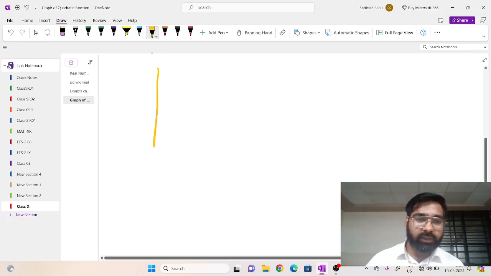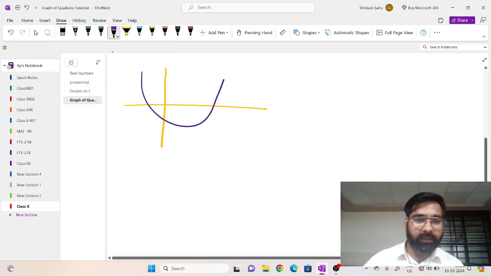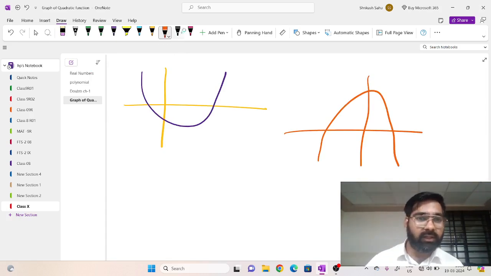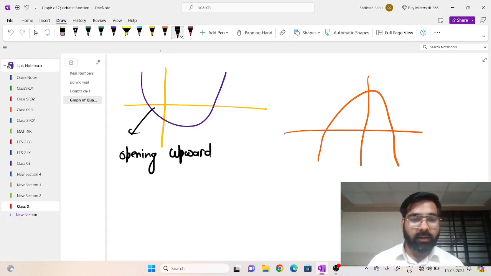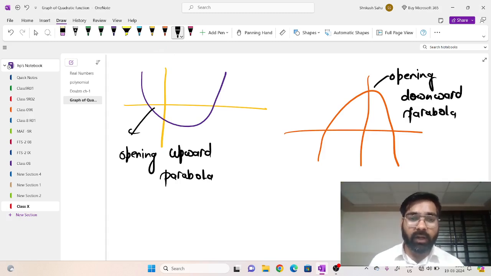Okay, so if we discuss what a parabola is, the shape of a parabola is just like a U shape. It is a U shape on a Cartesian plane, like this or like this. What is the difference in both types of graph? This is known as an opening upward parabola, and this is known as an opening downward parabola.